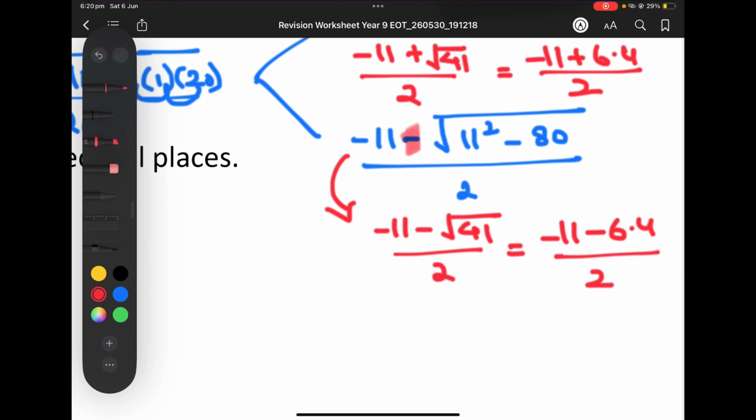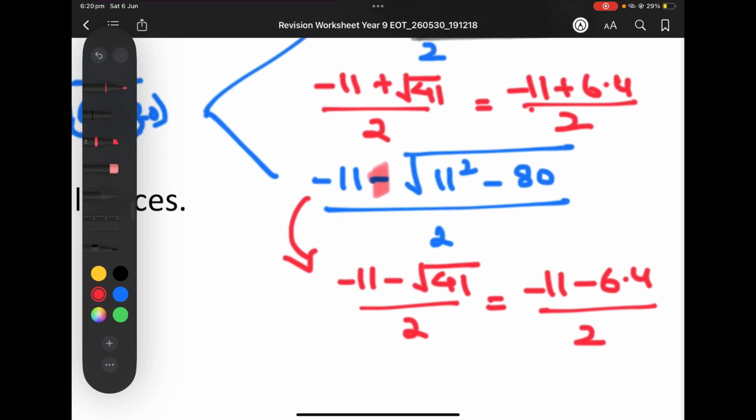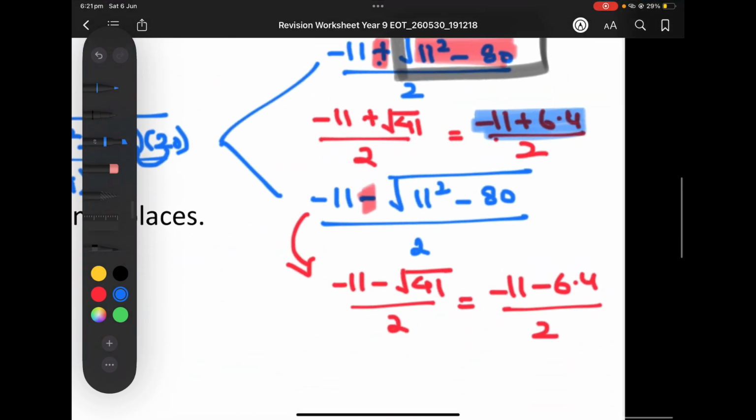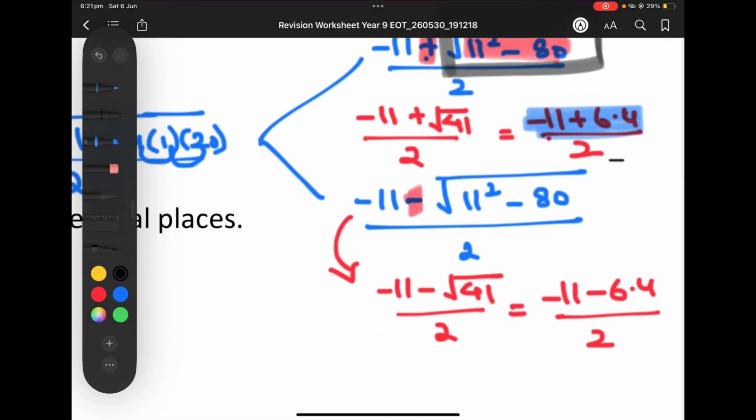Then simplify the complete thing. You're going to put the numerator in the calculator, so 6.4 minus 11 you're going to do. So that becomes minus 4.59 over 2. It further becomes minus 4.59 divided by 2. Okay, so it divides by 2. It is going to be minus 2.29. Okay, that's the answer.